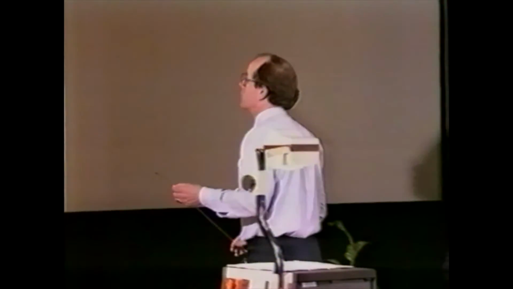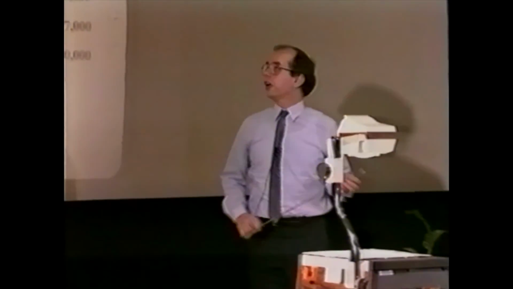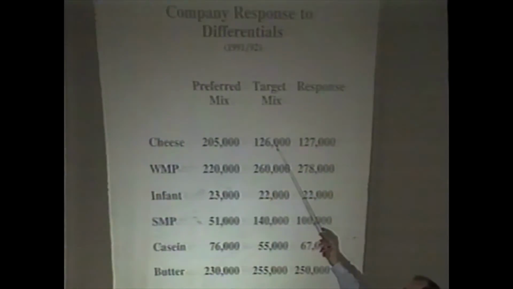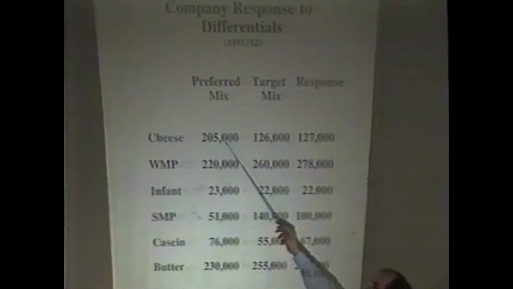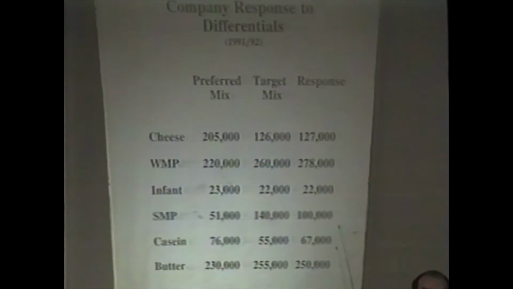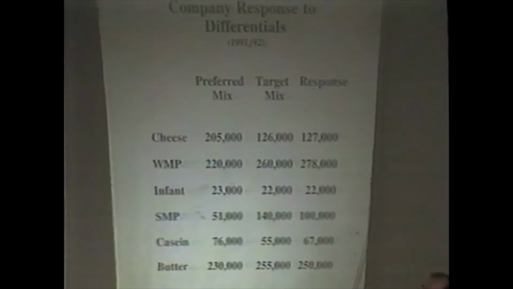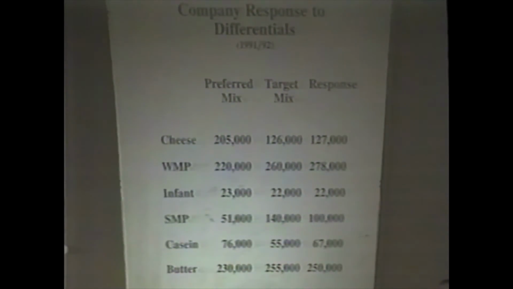The success we achieved last year, and I'm looking forward to the same sort of achievement hopefully later this week, we were aiming for 126,000 tonnes of cheese. They had offered us over 200,000 tonnes. When we set the differentials, the response was very, very close to the target.